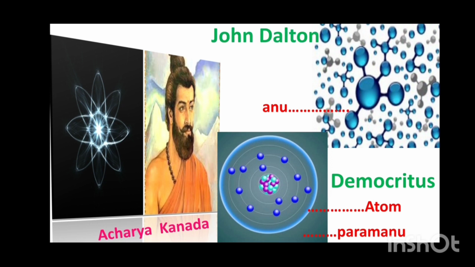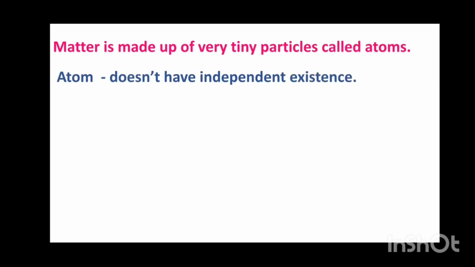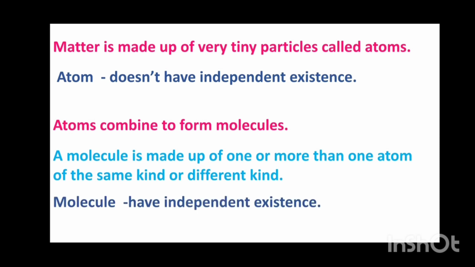John Dalton, an English chemist, experimentally found that matter is made up of very tiny particles called atoms. An atom doesn't have independent existence. Therefore, atoms combine to form molecules. Thus, we can say that a molecule is made up of one or more atoms of the same kind or of different kinds. And a molecule can exist independently. That means it can exist free in nature.